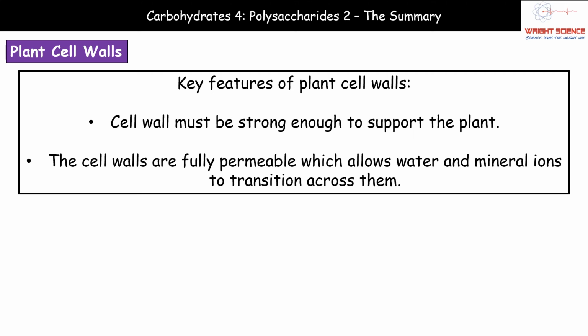Our cell walls are also going to be permeable, which means water and mineral ions are able to move into those cells. If they weren't able to allow water and mineral ions to cross the cell wall, we would have a situation where the inside of the cell was cut off from everything it needed to carry out all those chemical reactions to keep it alive. So obviously having that permeability is going to be very important for general life of a cell.